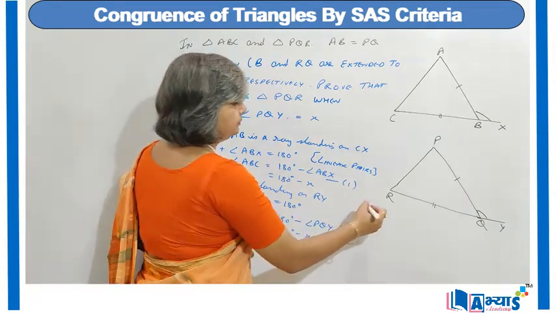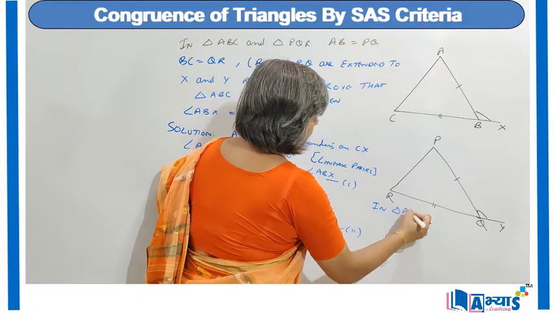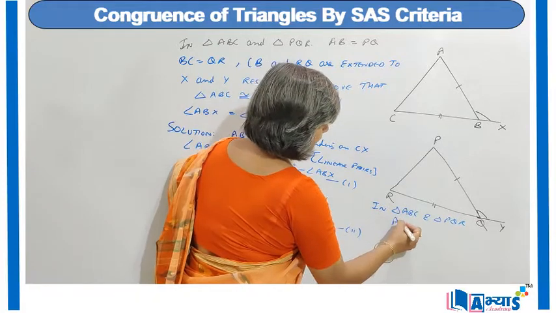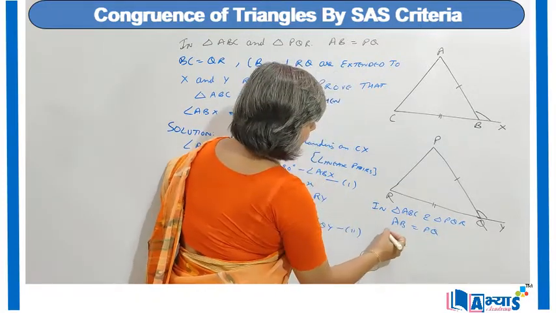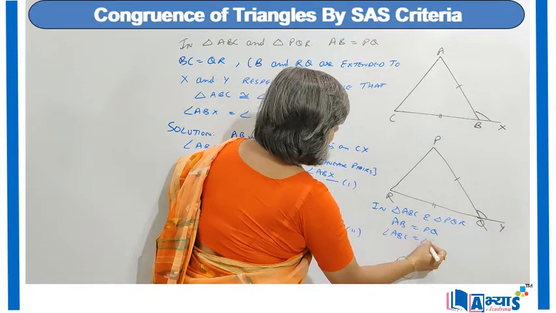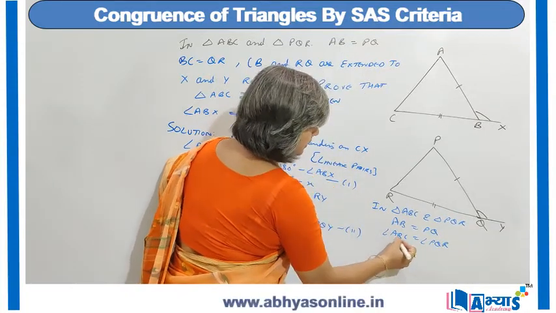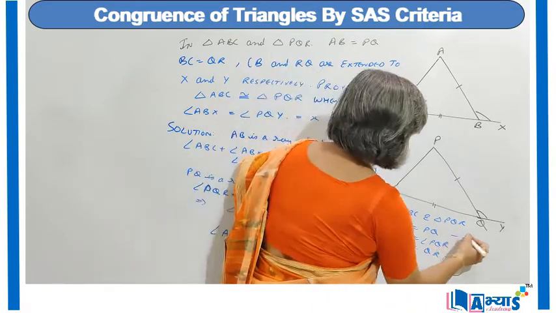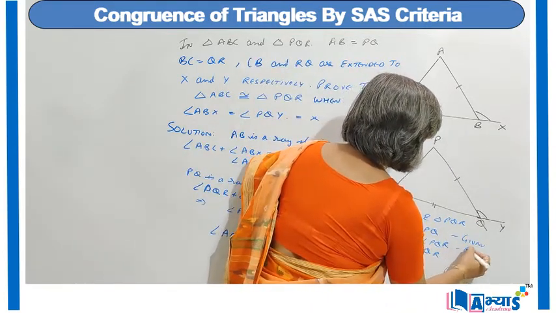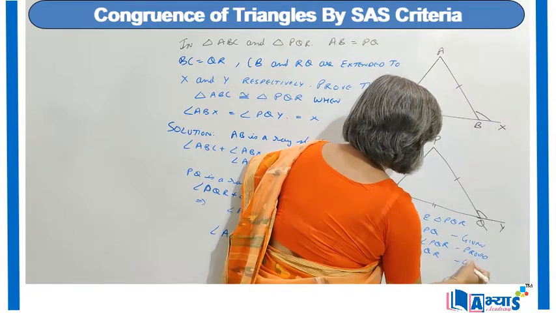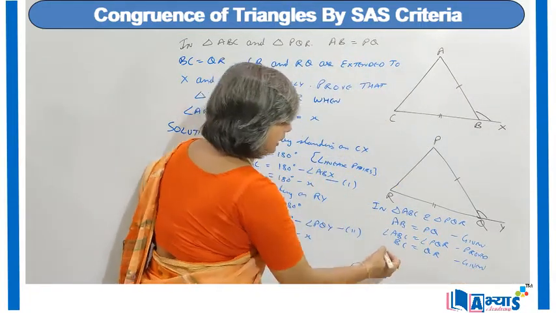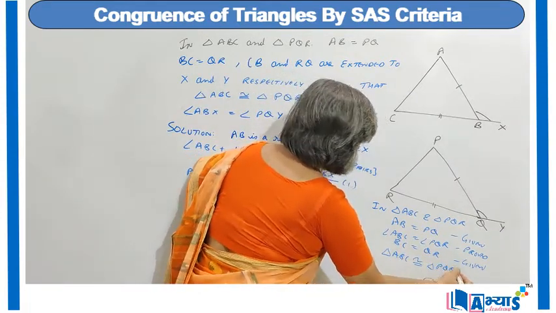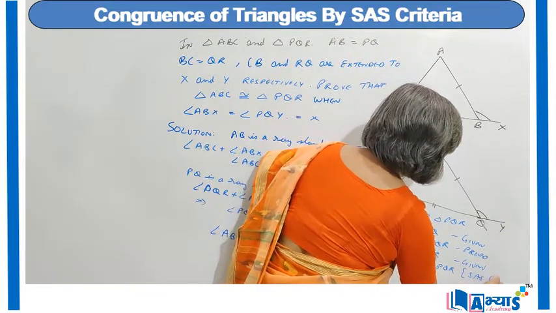Now in triangle ABC and triangle PQR, we know that AB is equal to PQ and angle ABC is equal to angle PQR. Moreover, BC is equal to QR. This was given to us, this we have proved, and this is also given to us. So we can say that triangle ABC is congruent to triangle PQR using the SAS criteria.